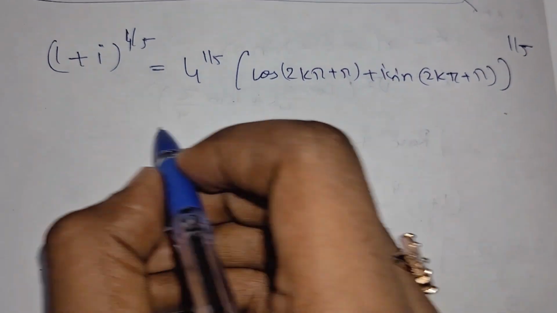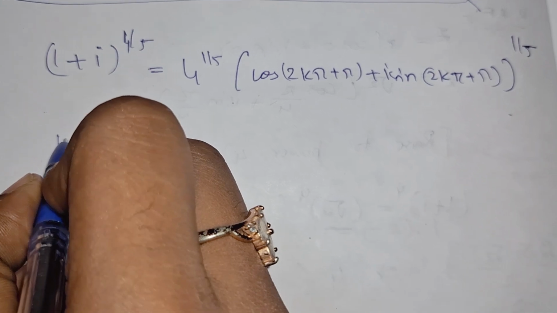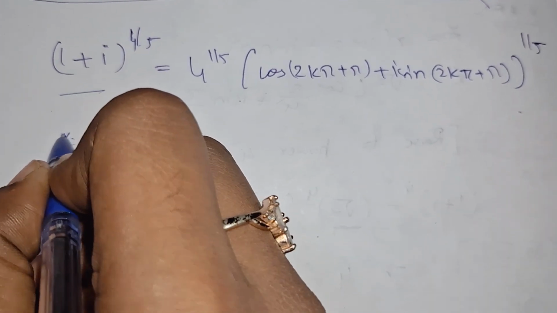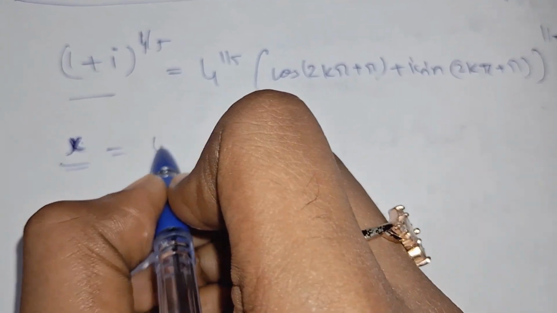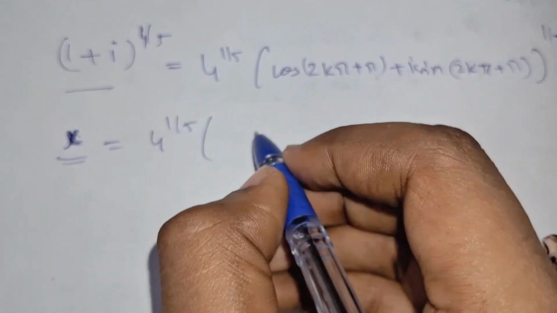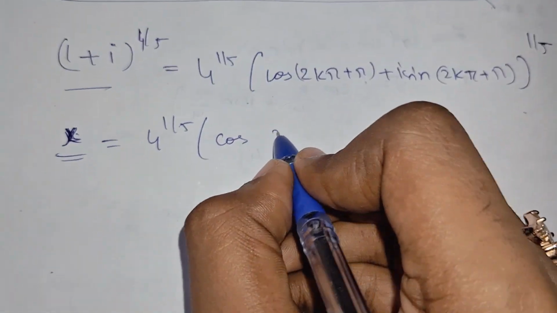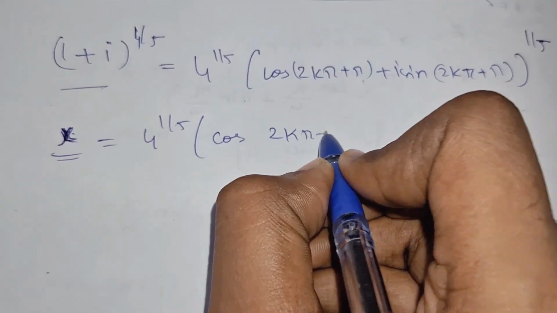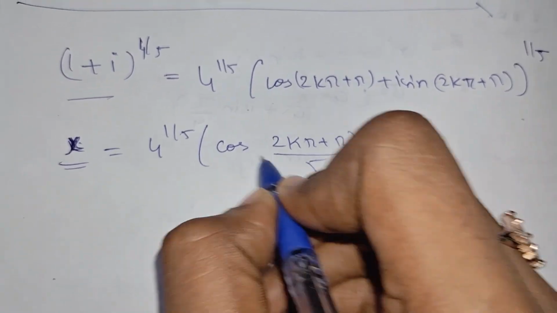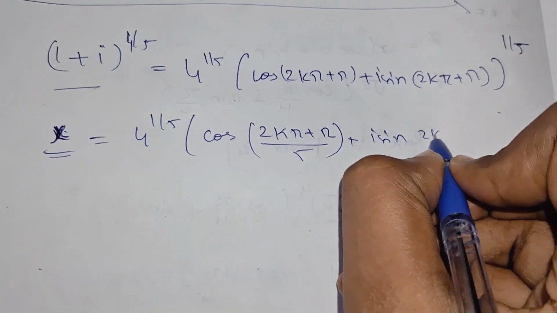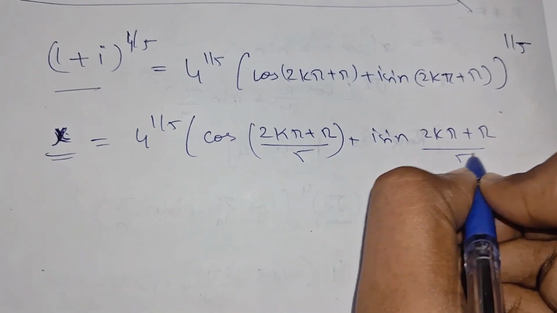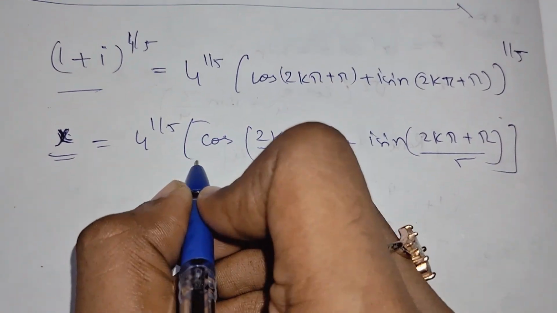Right? Now I will get this as x. This is the value of x I have considered in the beginning of the problem, isn't it? So x will be equal to 4 to the power 1 by 5 cos, when I bring this power 1 by 5 here, that is, I will multiply, I will get (2k pi plus pi) by 5, plus i sin, right?